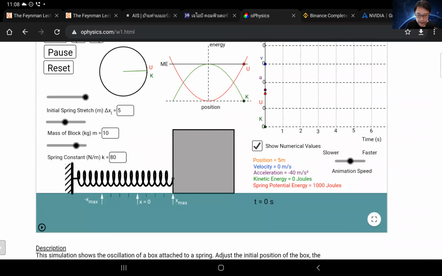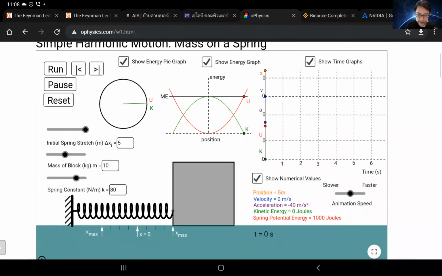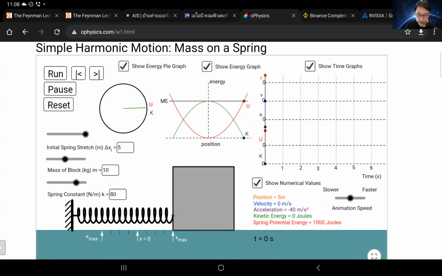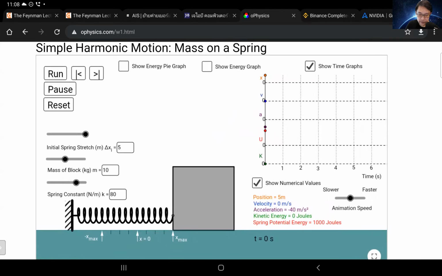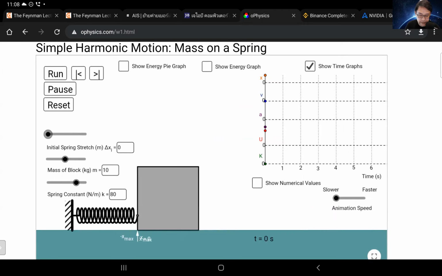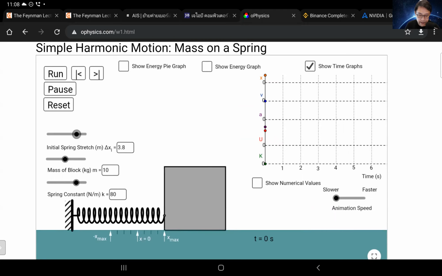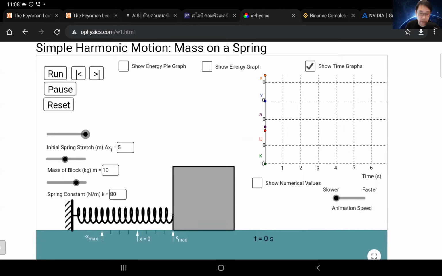So over here, all right, just to make things a little bit cleaner on this one, let me uncheck these boxes over here because we don't need them now. Don't need the numerical value. So let's move things slowly here. And as you can see, you can adjust your initial stretch. See that? Okay, so let me stretch all the way out. And then you can adjust the mass of this one, and it's good that it's changing the size of the mass to reflect the magnitude of the mass.